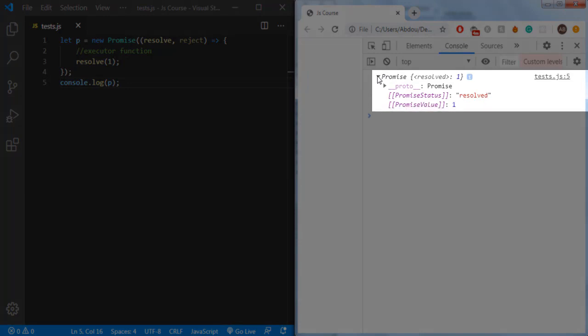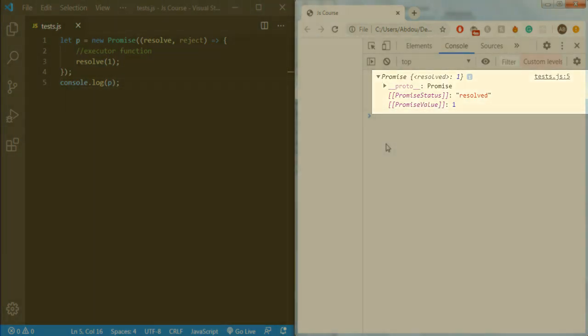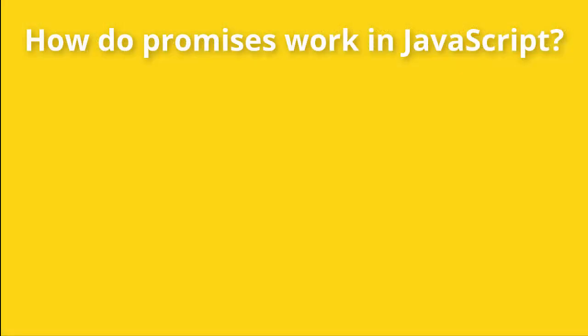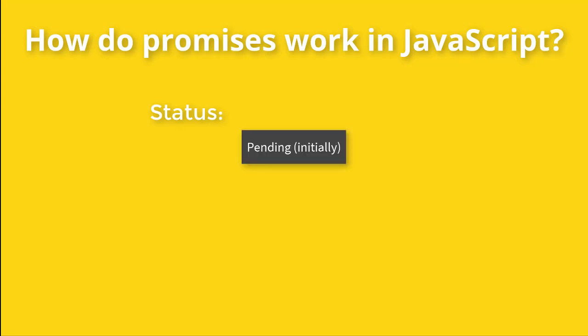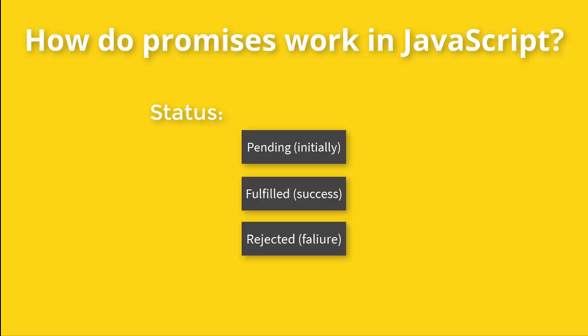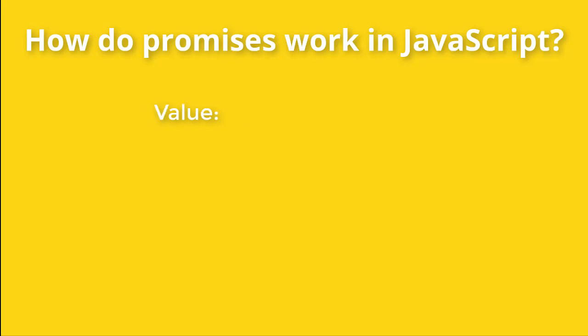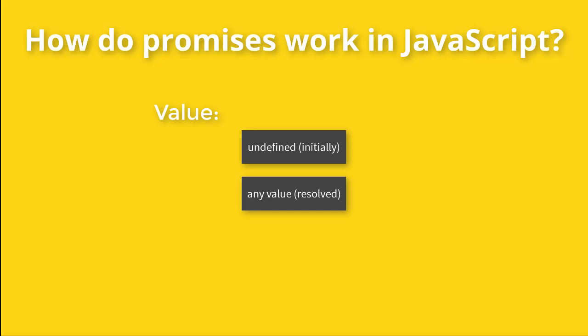And if we expand the object, we'll see that it also has a value property, which in this case holds the number 1. Basically, a promise object has two properties: the status property, which defines the status of the promise, and its value can be either pending, which is the initial value, or fulfilled in case of success, or rejected in case of failure. Note that a promise that is fulfilled or rejected is often called settled. The value property, on the other hand, represents the resolved value of the promise and holds undefined initially, or any value if the promise is fulfilled, or the reason of failure if it's rejected.